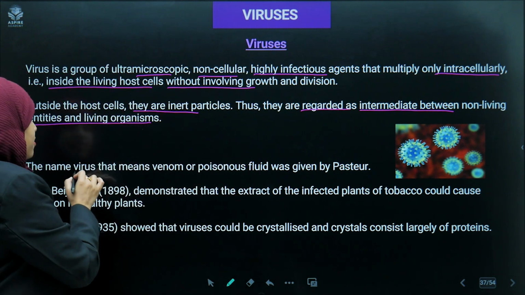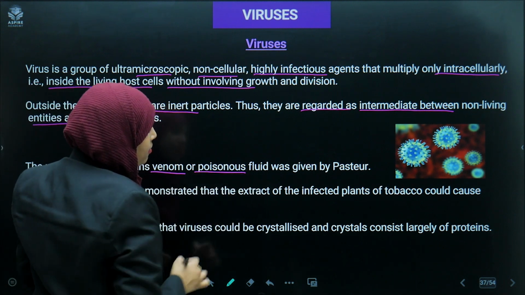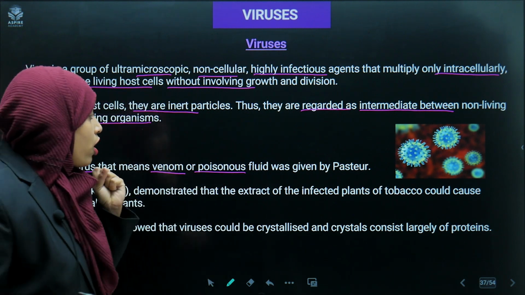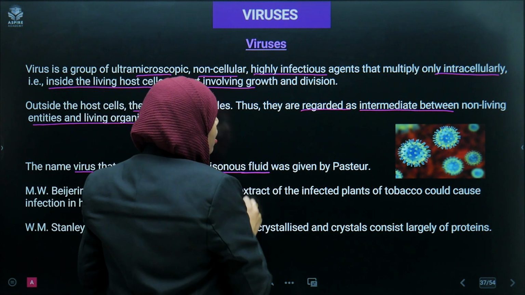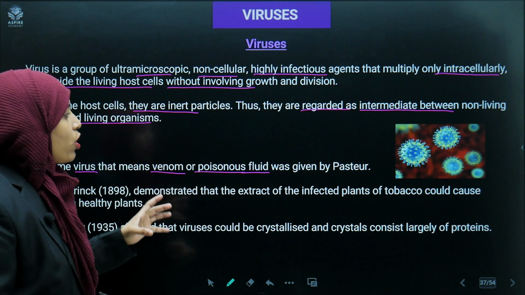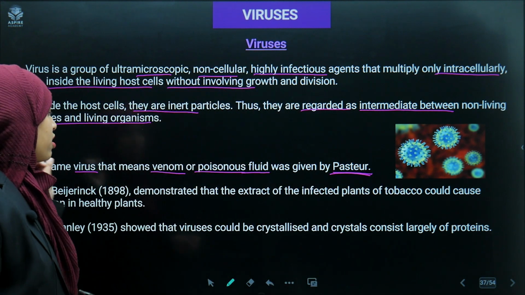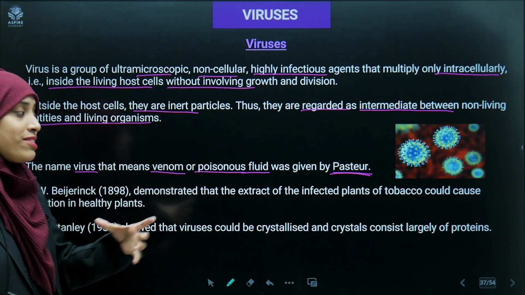And the name virus, what does the term virus mean? Venom or poison, okay. Either you can call it venom or poisonous fluid, and this statement was given, ठीक है, ये चीज किसने बोला? लुइस पास्चर ने. Okay, Pasteur has said about the virus that it is venomous, it is poisonous.